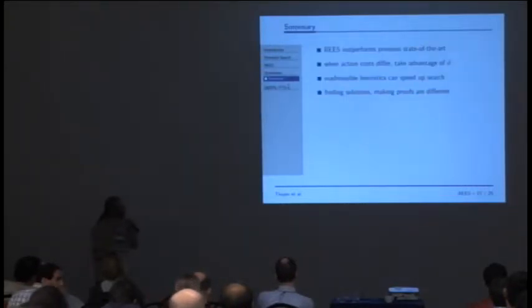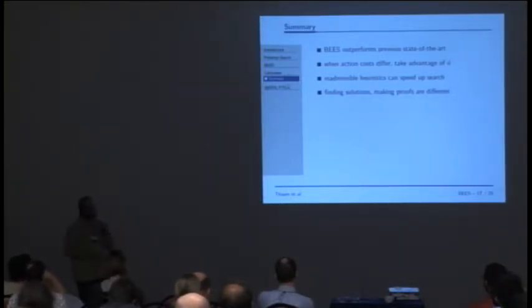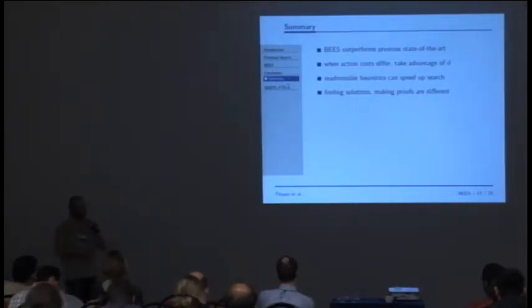So to summarize the talk a little bit, BEES outperforms the previous state-of-the-art in bounded cost search by a couple of orders of magnitude in some domains. It's also better than the simple baseline in that it's far more robust where the problems are difficult to solve. And the way it gets there is really the interesting thing. When action costs are different, it takes advantage of D, and that's why it's so much faster.